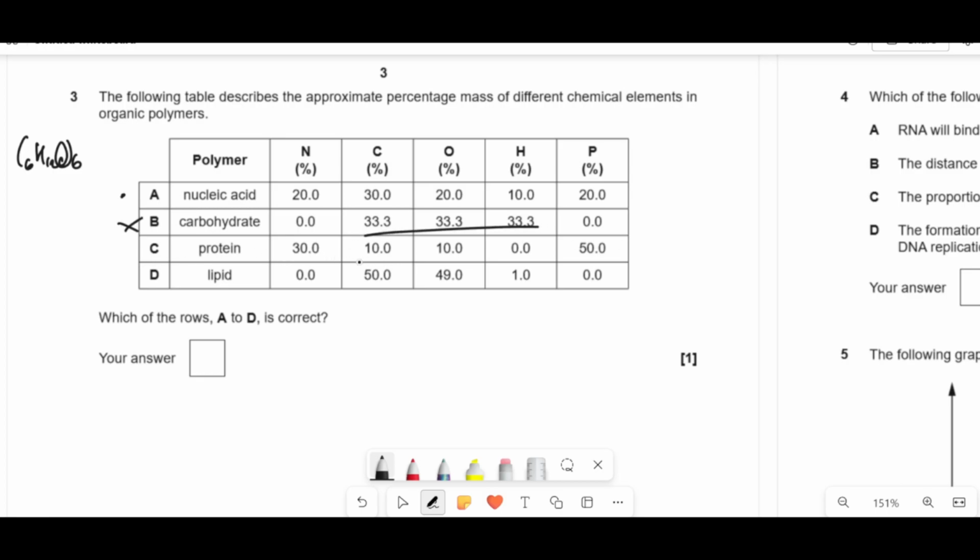Protein: nitrogen, carbon, oxygen, hydrogen, phosphorus, sorry. Well, I mean, it's going to have hydrogens in, no. Nitrogen, carbon, oxygen, hydrogen, no, because there's still going to be a lot of hydrogens in there. You don't have that much, like you've got your long fatty acid chains with loads and loads of hydrogens on them, so that's that as well. So in this case, it is A.